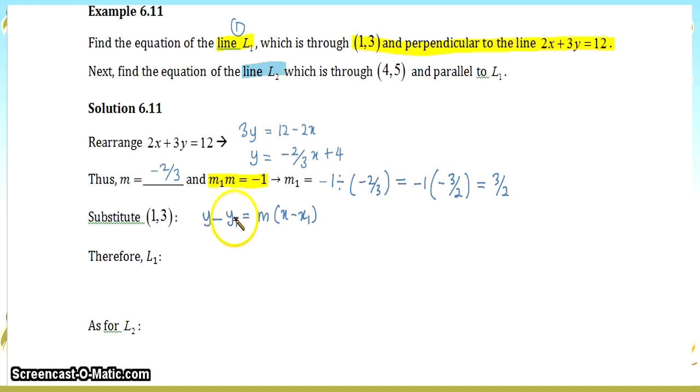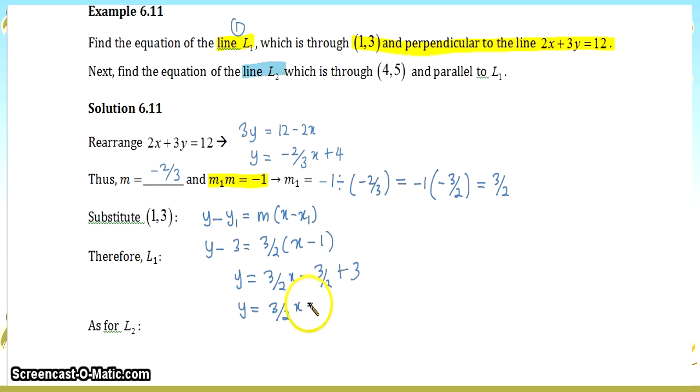Okay, we substitute y1 from the coordinate of this point. So y minus 3 equals m, which is 3/2, times x minus 1. Solve this, you will get y equals 3/2 x minus 3/2 plus 3. Therefore, y equals 3/2 x plus 3/2. So this is the equation for L1.